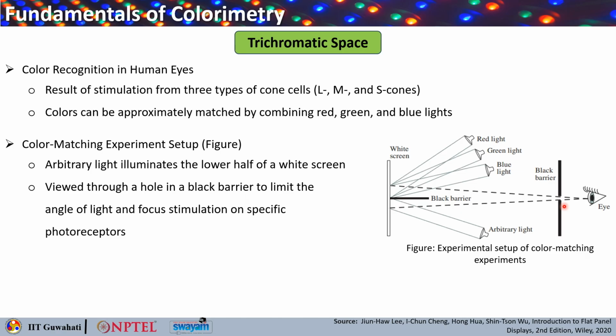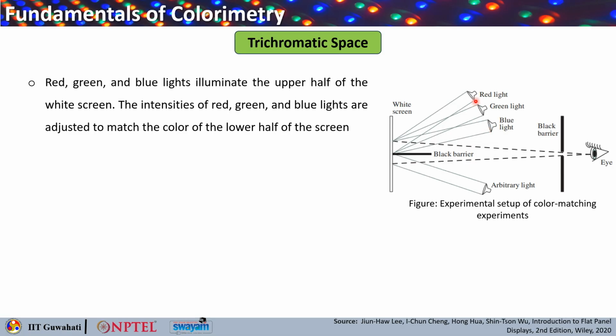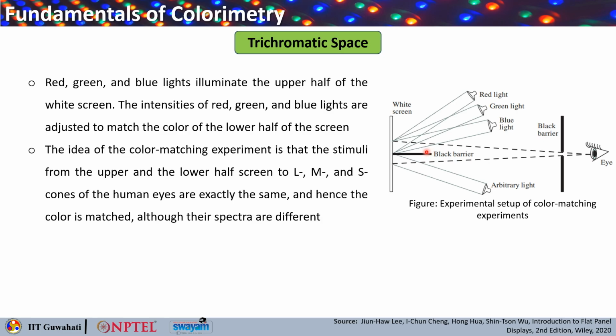This limits the angle of light and focuses stimulation on specific photoreceptors. On the other half of the white screen, as I mentioned, you are illuminating using red, green and blue light, and the intensities of this light can be adjusted till the mixed color matches pretty closely with the color that is coming from the arbitrary light. So, who is telling that? The eye is actually sensing that and telling you when you are getting that match.